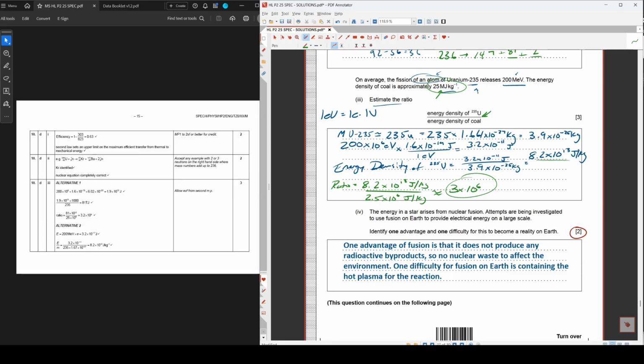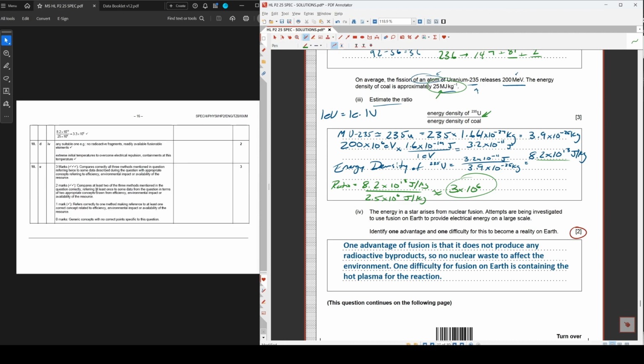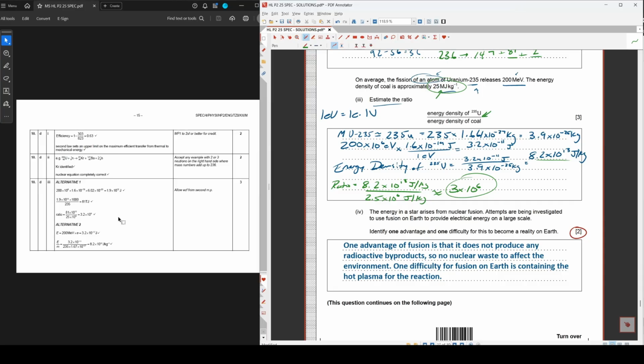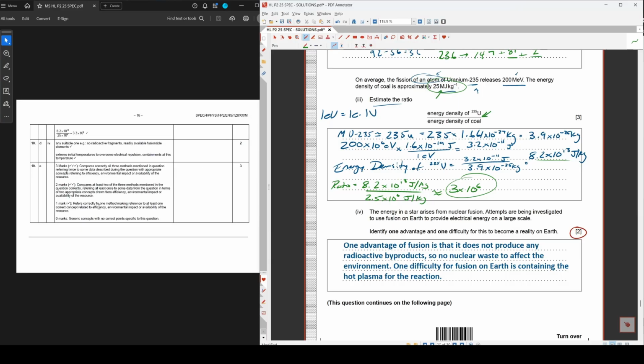Okay, this one, there's a whole bunch of ways you can do it. So one way, I think, is this the way we did it? This is the way we did it. So we found the energy density of uranium and then found the ratio. That's how we did it. You could also, what are they doing? They're doing how many joules in a mole. And they're doing some mole stuff. I like our way better, but that's another way to do it.